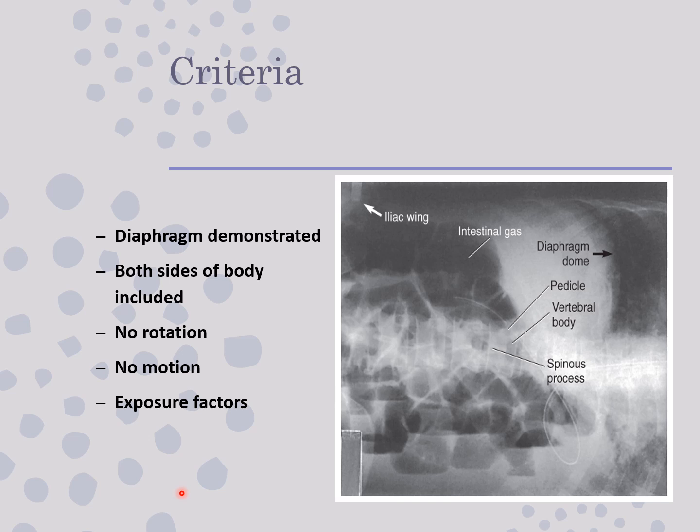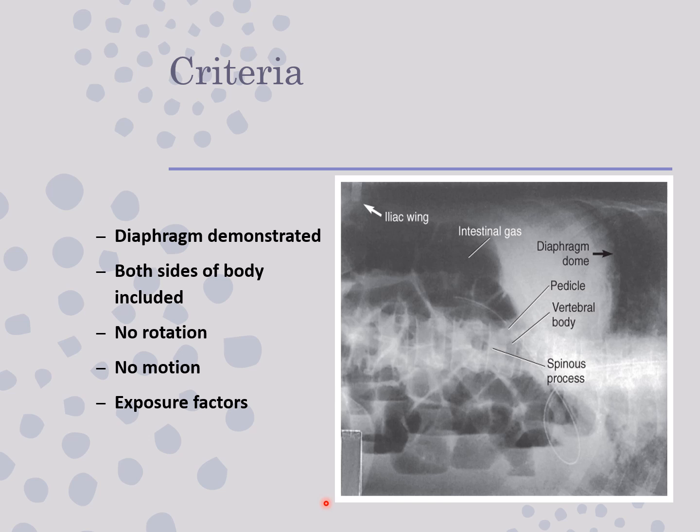If done correctly, this should demonstrate bilateral diaphragms, and you should include both sides of the body. Now this, you can see the top portion, but they seem to have cut off the bottom portion, and that is not ideal. You should include both sides of the abdomen. If that was how it was going to look, then they should have placed the image receptor crosswise, landscape to the patient, which would look portrait to us.